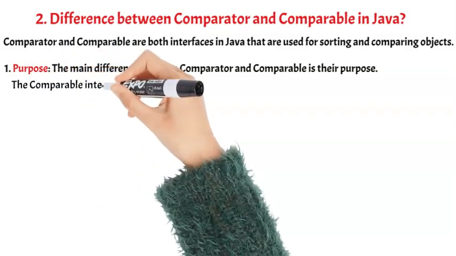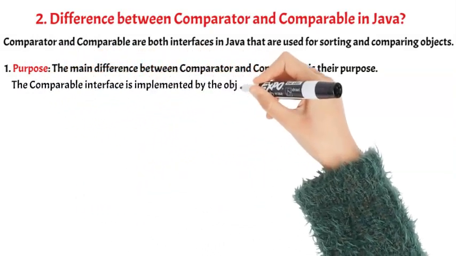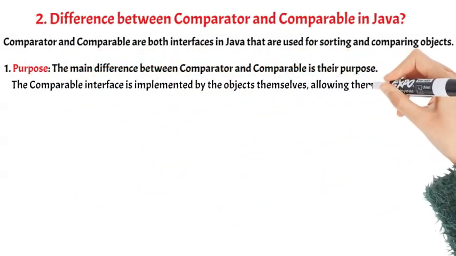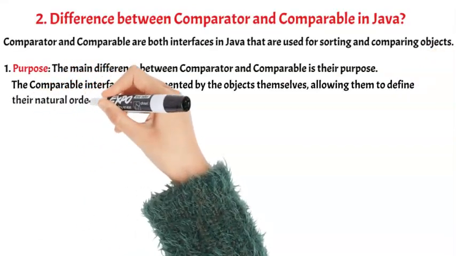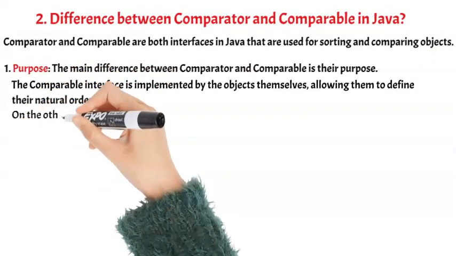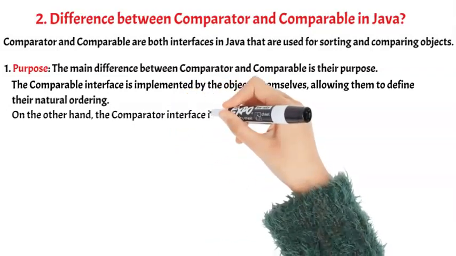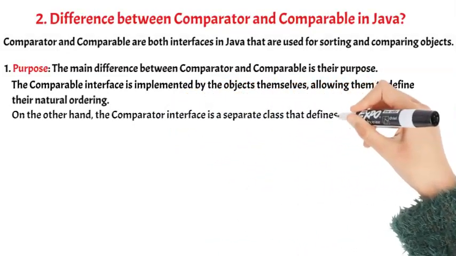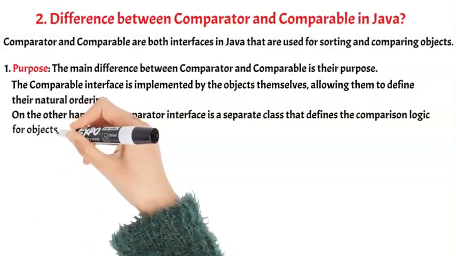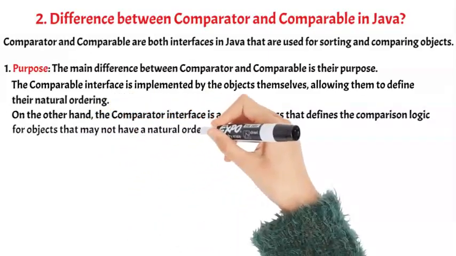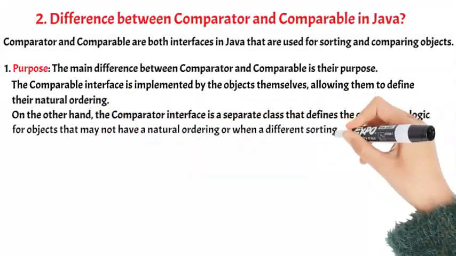The comparable interface is implemented by the objects themselves, allowing them to define their natural ordering. On the other hand, the comparator interface is a separate class that defines the comparison logic for objects that may not have a natural ordering or when a different sorting order is needed.